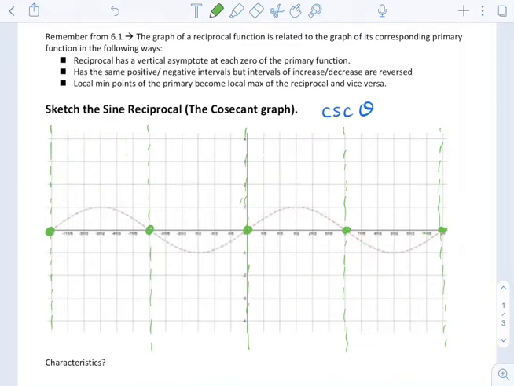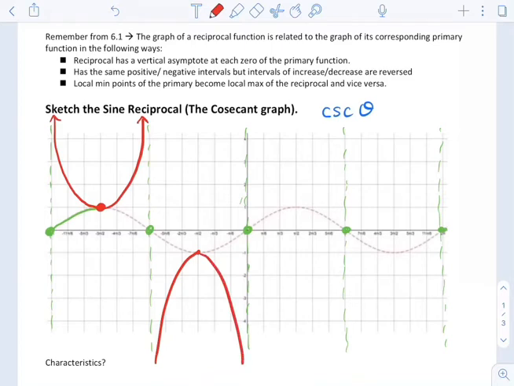Also, it says they work opposite. So if this graph is increasing to this point, our reciprocal, in a different color, should be decreasing to that point. It also says that local minimums of the primary function become maximums and vice versa. This spot, the red dot that I've drawn, is a maximum for the sine graph. So it needs to be a minimum for our reciprocal, which means it's going to continue back up. Same goes here. Our graph is decreasing to here, so our reciprocal must be increasing to that spot, and it will come down.